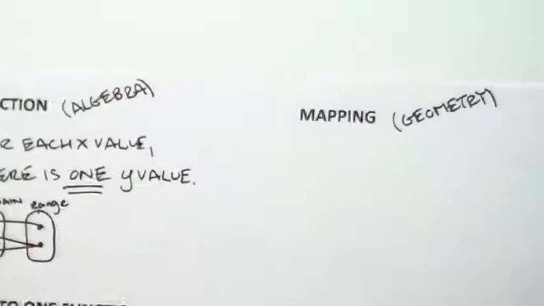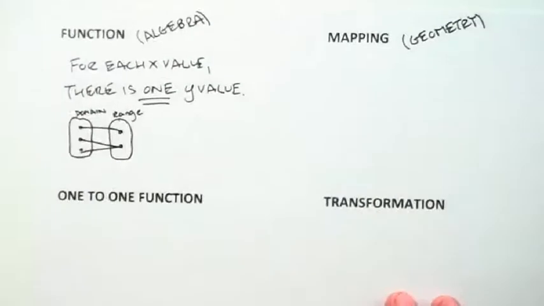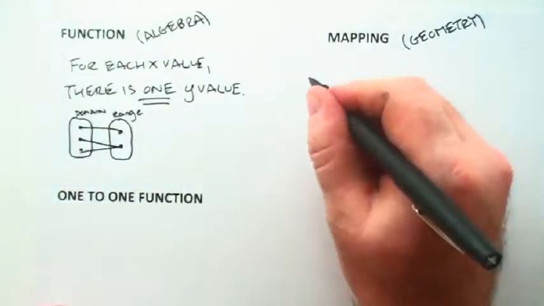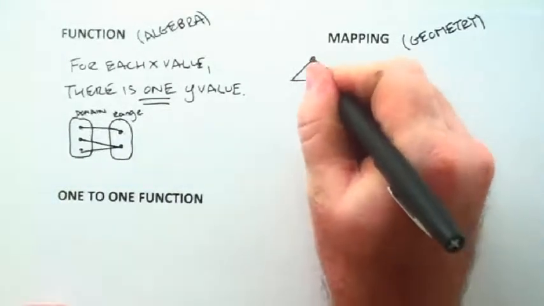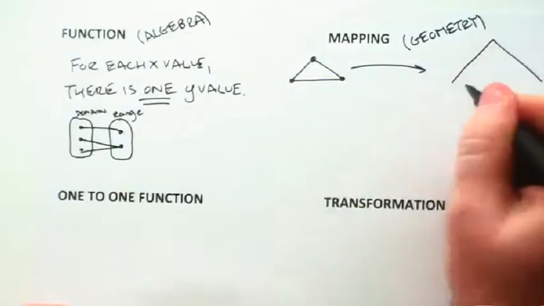Now, mapping is the same thing, but in the geometry world. Mapping just means to go from, but we're talking about points in the mapping world. So it's like saying, all right, if we have a triangle, it has 3 points. We can map that to a triangle with 3 points.